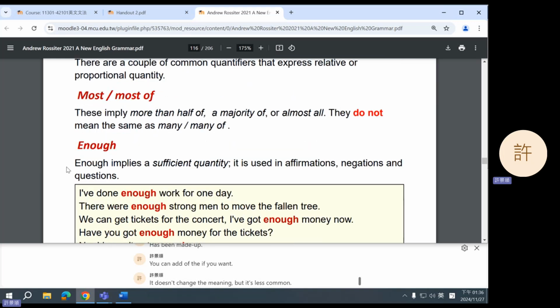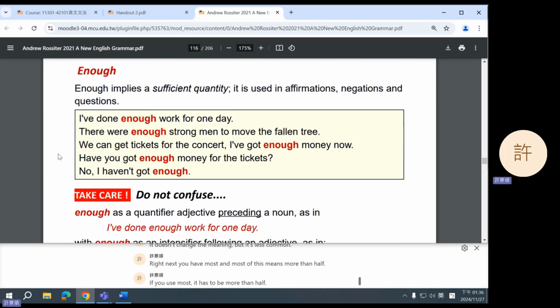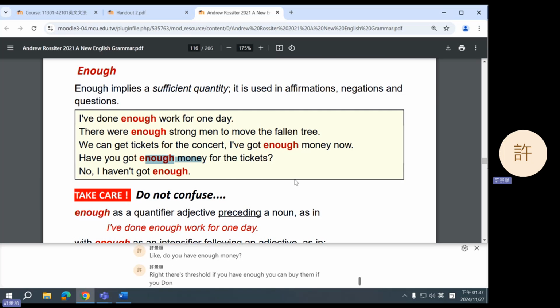Right. Next, you have most and most of. This means more than half. If you use most, it has to be more than half. Enough means you have managed to cross a threshold, 跨过门槛. Like, do you have enough money? Right? There's a threshold. If you have enough, you can buy them. If you don't have enough, you cannot.